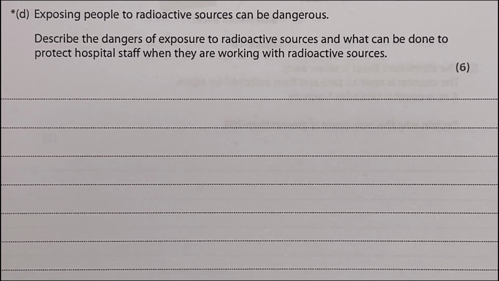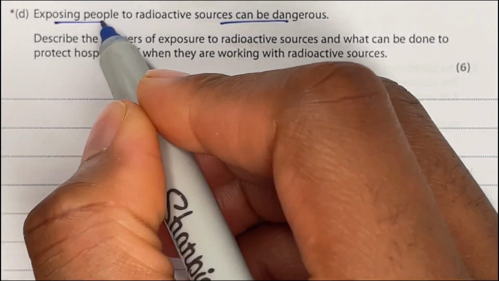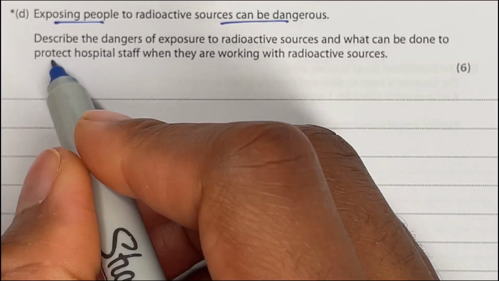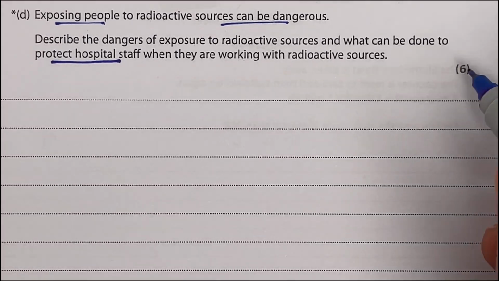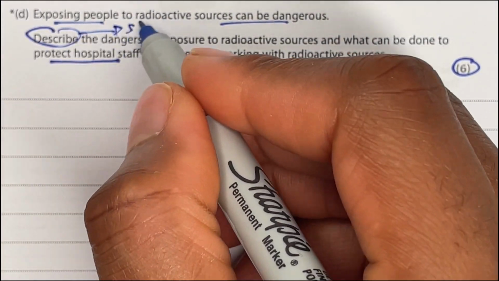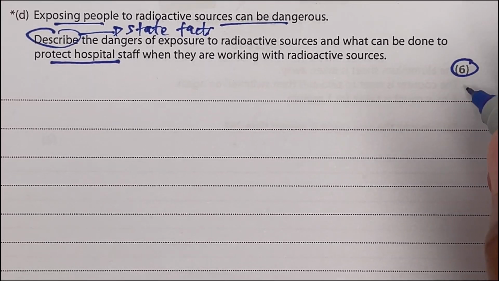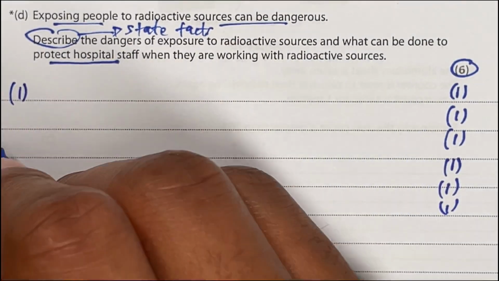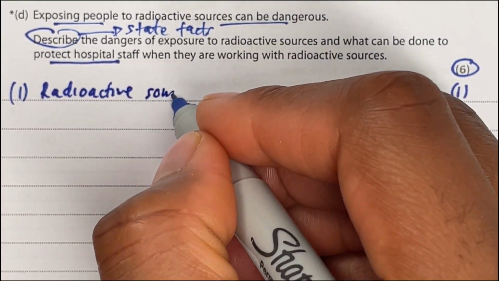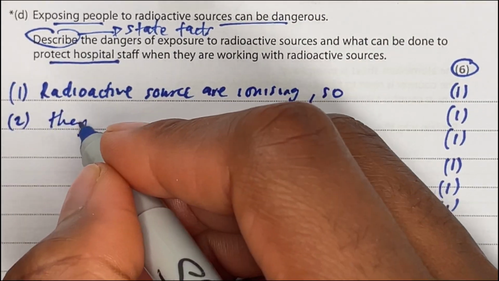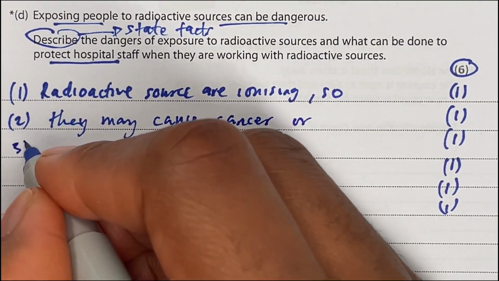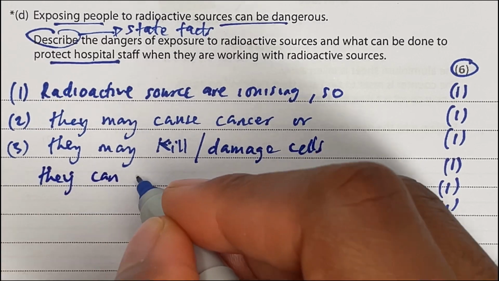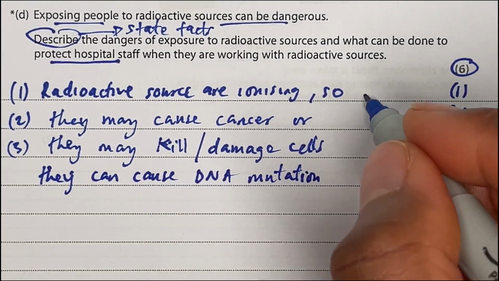That's for 1 mark. Exposing people to radioactive sources can be dangerous. Describe the dangers of exposure to radioactive sources and what can be done to protect hospital staff when they are working with radioactive sources. For 6 marks, describe. So that's state facts. I need to state 6 facts: 3 dangers and 3 protection mechanisms. Radioactive sources are ionizing, so they may cause cancer, or they may kill or damage cells. You can also add they can cause DNA mutation. So these will be dangers.